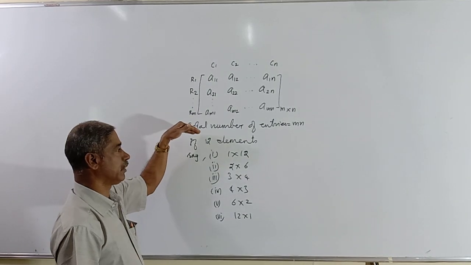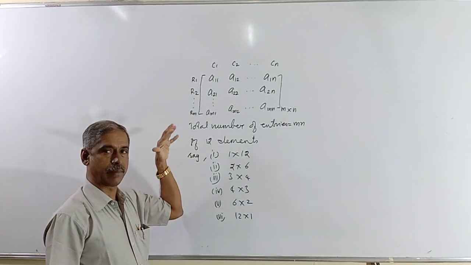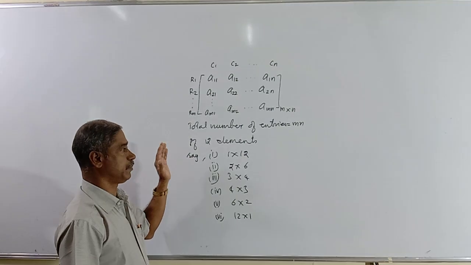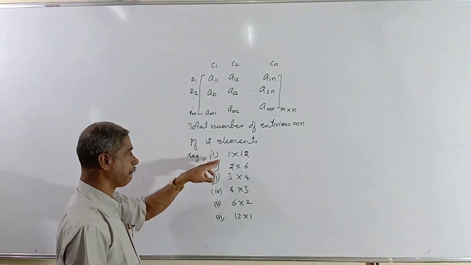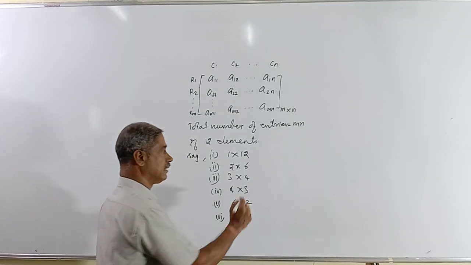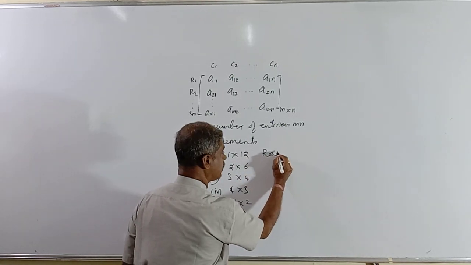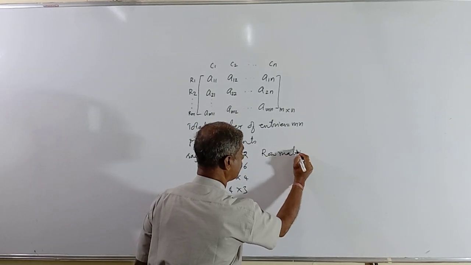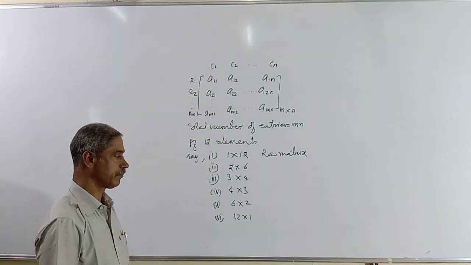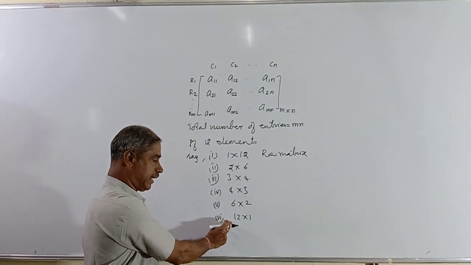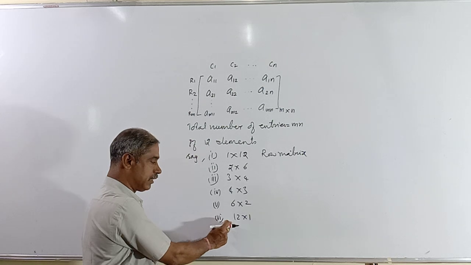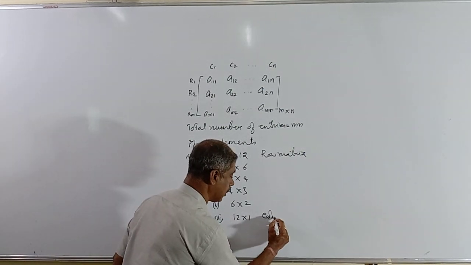Initially we had taken only 12 elements of a specific task chosen, where 1 by 12 indicates there is only one row, so it is called a row matrix. And the last one, if there are 12 rows and only one column, it is called a column matrix.